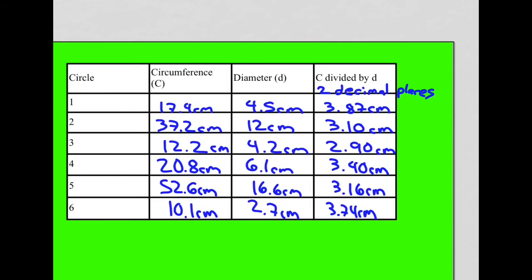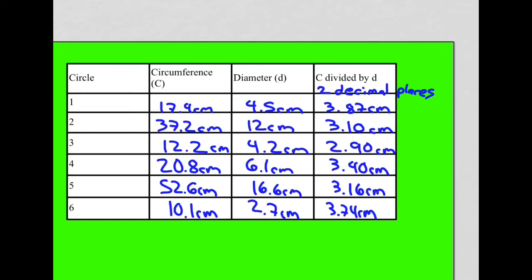So there were 6 circles. In the first circle, the circumference was 17.4. The diameter was 4.5. When I divided the circumference by the diameter, I got 3.87. I had to round it off to 2 decimal spots.